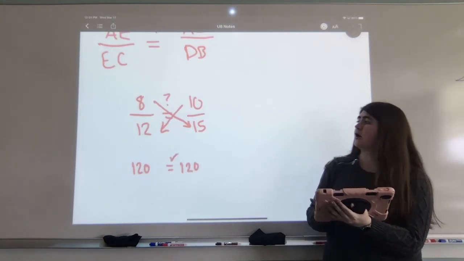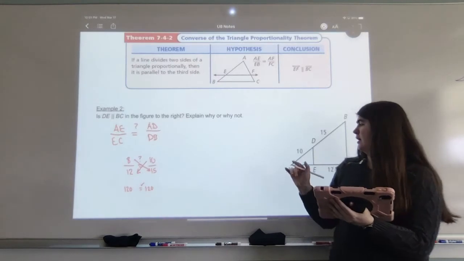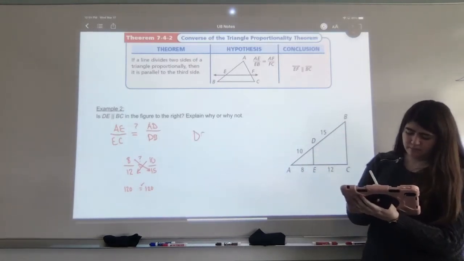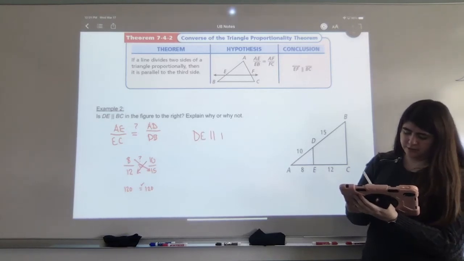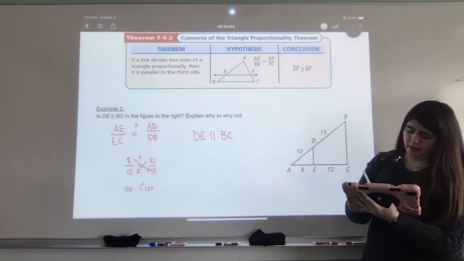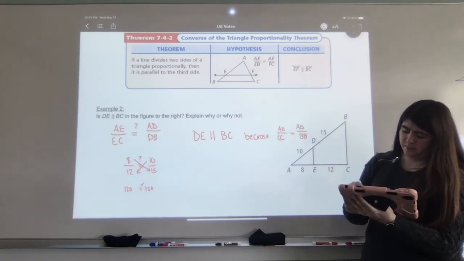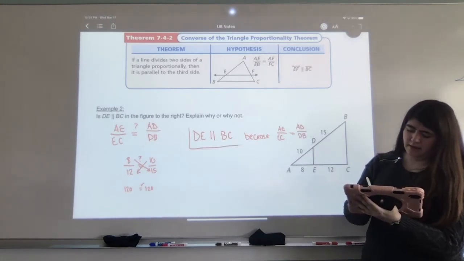And because our proportion is equal, then DE must be parallel to BC. So DE is parallel to BC because AE over EC is equal to AD over DB. Sorry, that should be DB over DB. And that is our answer.